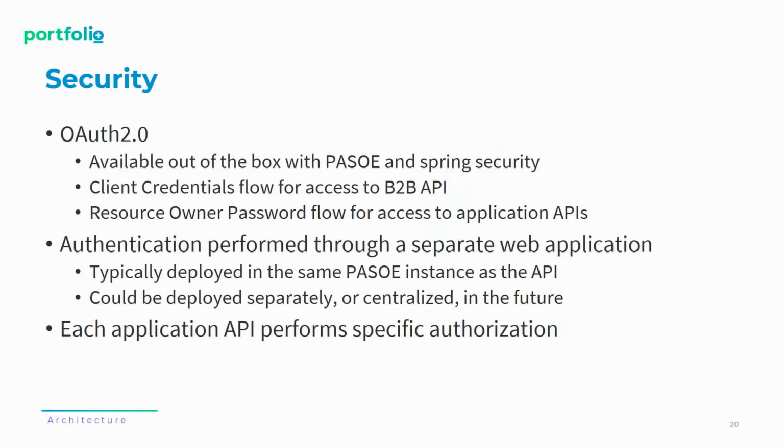So I mentioned authentication. Just at a high level from a security perspective, we're using OAuth 2. Support for that comes available with PAS OE out of the box using the Spring Security Framework. I'm not going to get too deep into OAuth in this talk, but we use a few different parts of it that you can read more about. But the client credentials flow for the business-to-business API.